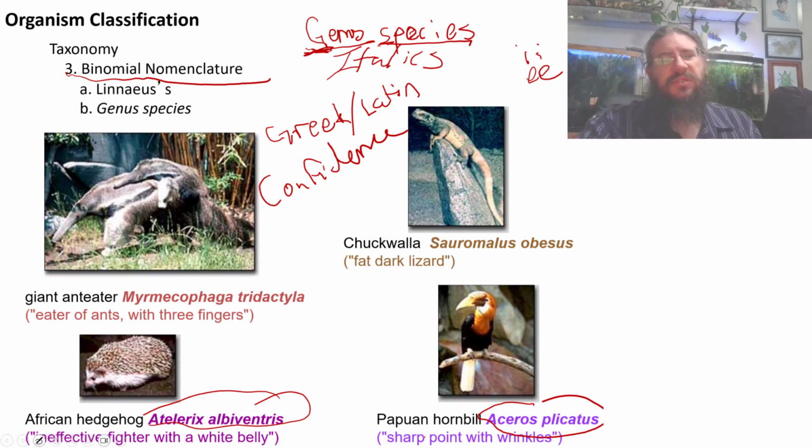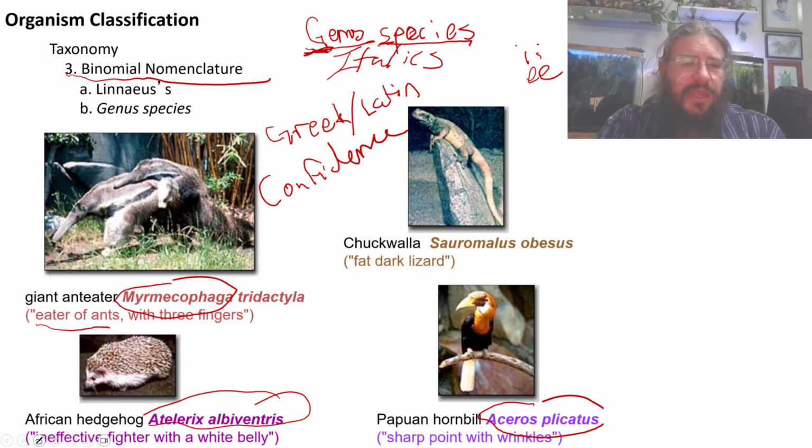Nice. Okay, so hypothetically, the Latin names, the binomial nomenclature, give you a sort of description. They're often named after basic descriptions. The scientific name of the giant anteater means eater of ants, Myrmecophaga, and tridactyla means three fingers. So, African hedgehog: ineffective fighter with a white belly. I'm not sure who went for that one.